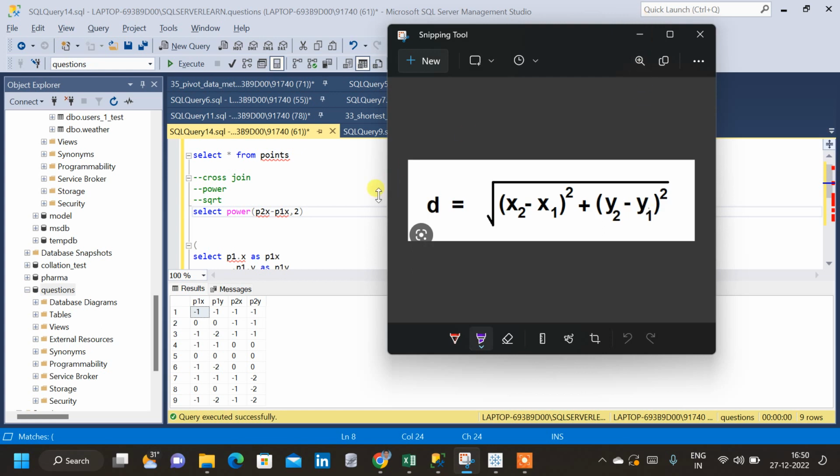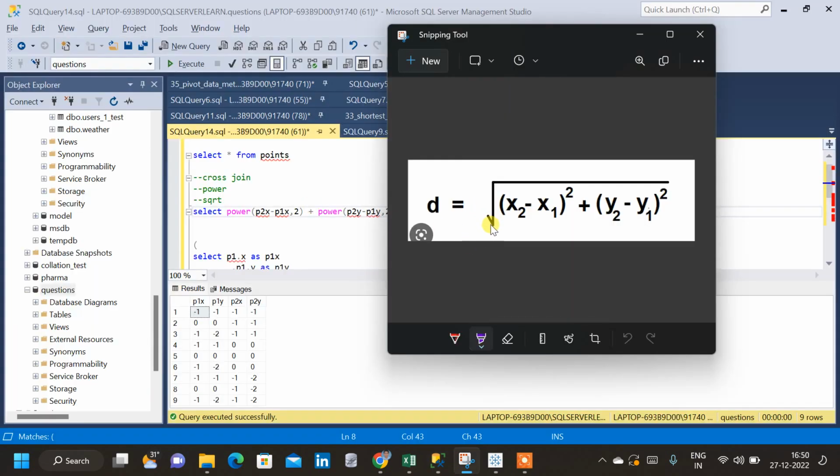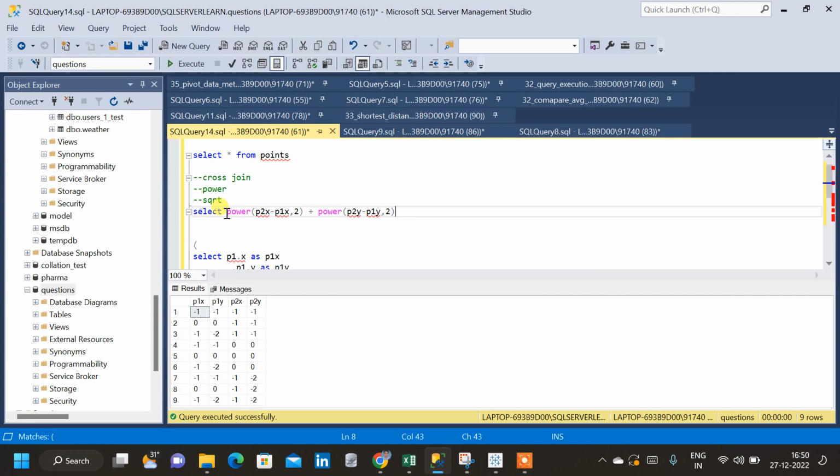Now we have to find the second term, that is y2 minus y1 whole square. Same thing. Here we will put an addition, then power of P2y minus P1y, comma, square. Now we have the term inside the square root, that is, this term we have completed. Now we have to find the square root of this term. For that we'll put the function SQRT. Inside the bracket we will put the complete term. Also we'll close the bracket and give an alias name, distance.